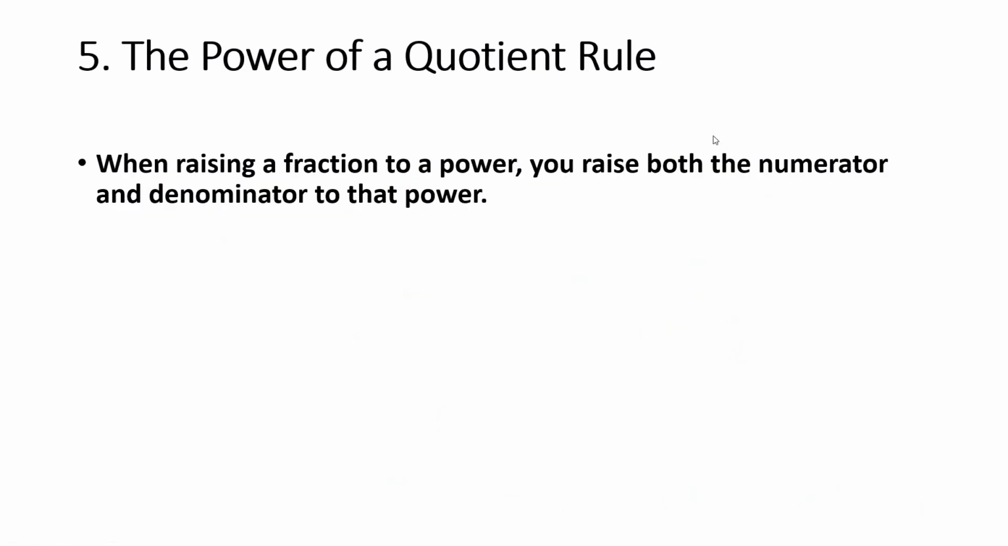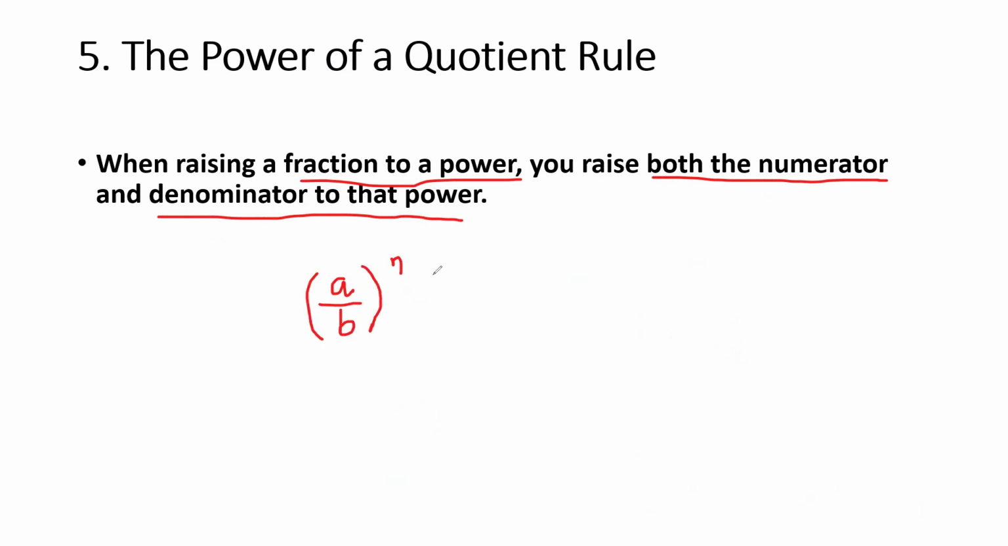Power of a quotient rule. When raising a fraction to a power, you raise both the numerator and denominator to the power. So let's see a over b. This is the quotient, a fraction to a power n. You raise both the numerator and denominator to the power. So a to the power n divided by b to the power n.